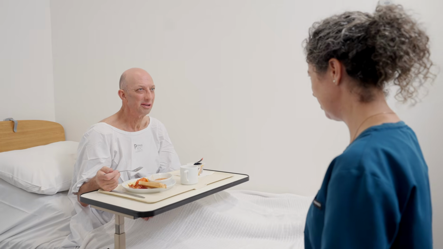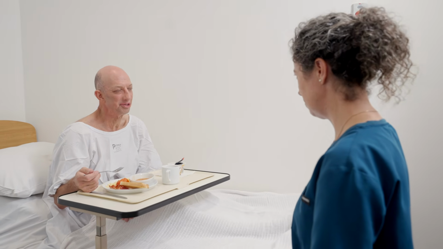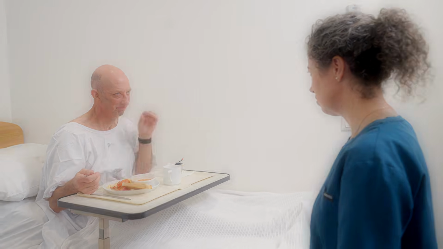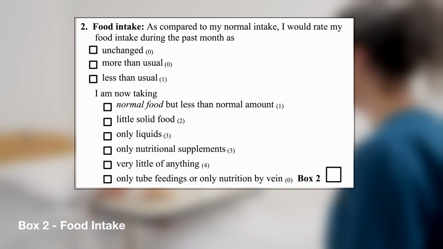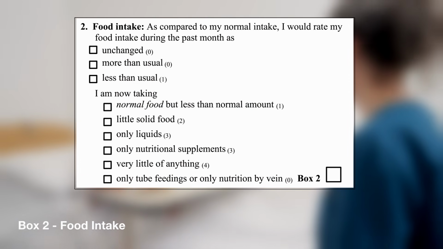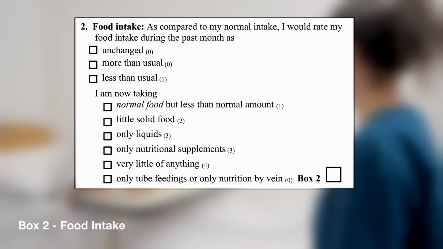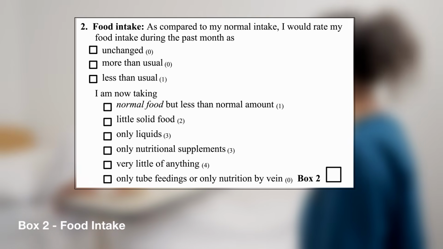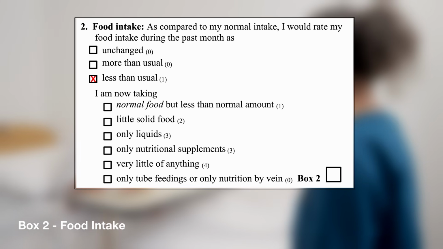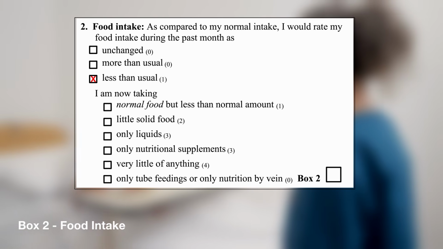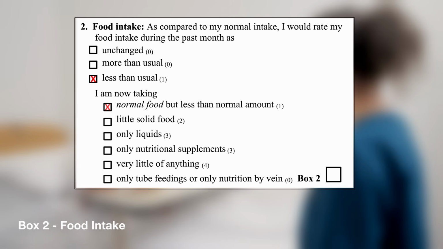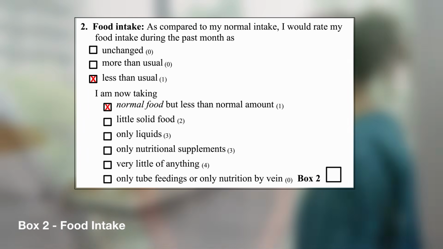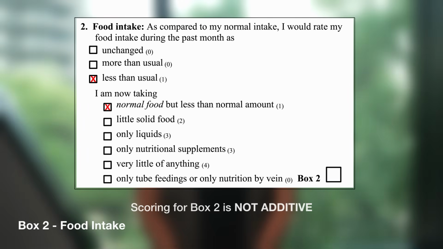Box 2 assesses the patient's food intake over the past month compared with their usual intake. The patient reports whether their intake over the past month is unchanged, that is, stayed the same, or whether it is more or less than usual. If their intake is less than usual, they should select the most accurate description from the options listed. Scoring for Box 2 is not additive. Record the highest score selected in Box 2.